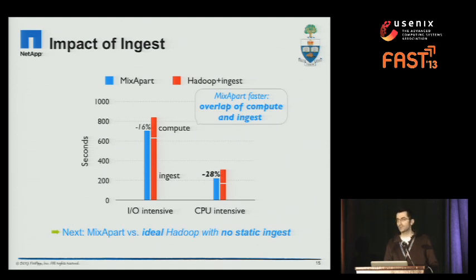And the best way to do that is to start by having an ideal version of Hadoop, where there's no static ingest. The entire data required by MapReduce computations is in HDFS when the jobs are being submitted. So there's no static ingest from NFS into HDFS, right? So we're being fair to Hadoop to understand how MixApart compares against Hadoop, right? So we're trying to see how they match.